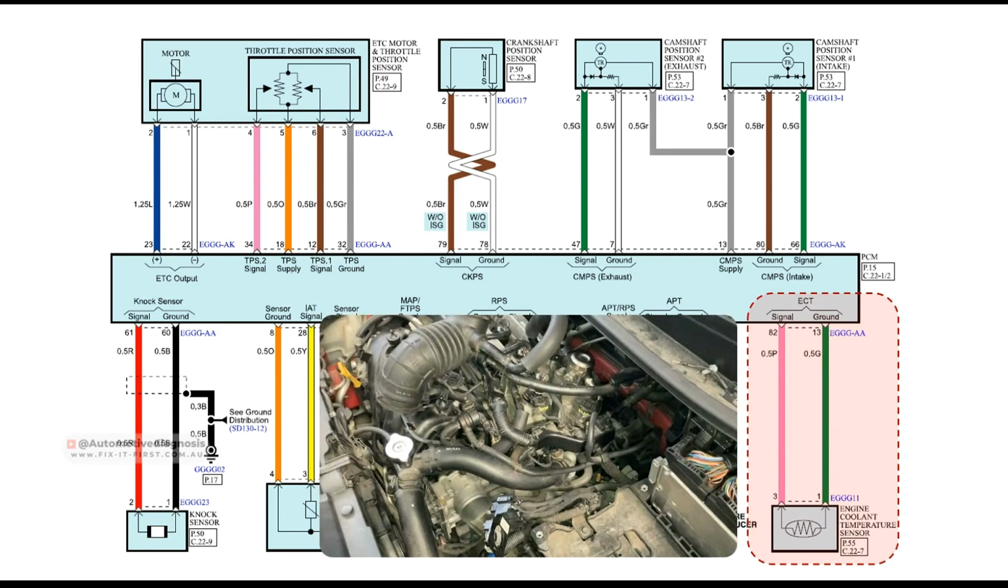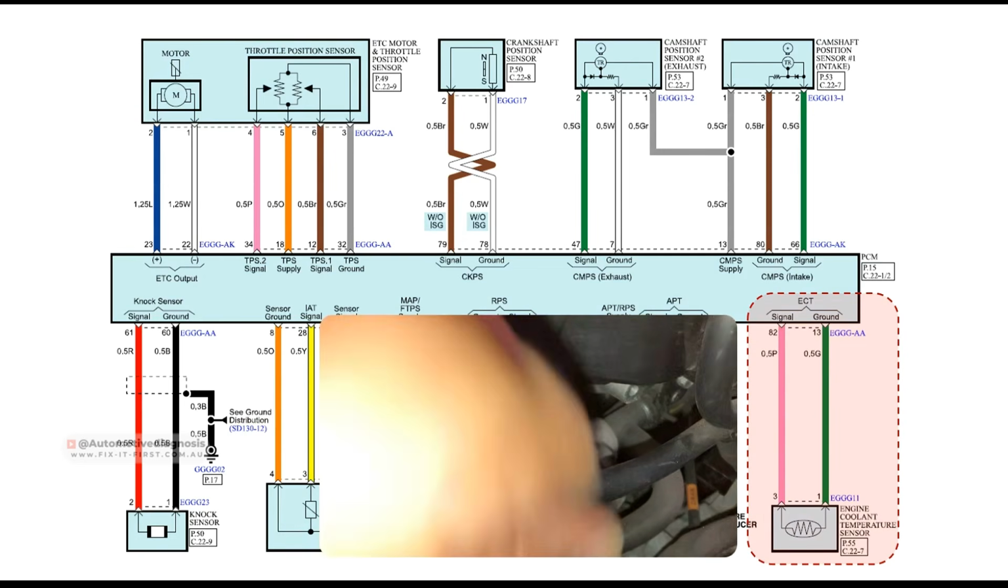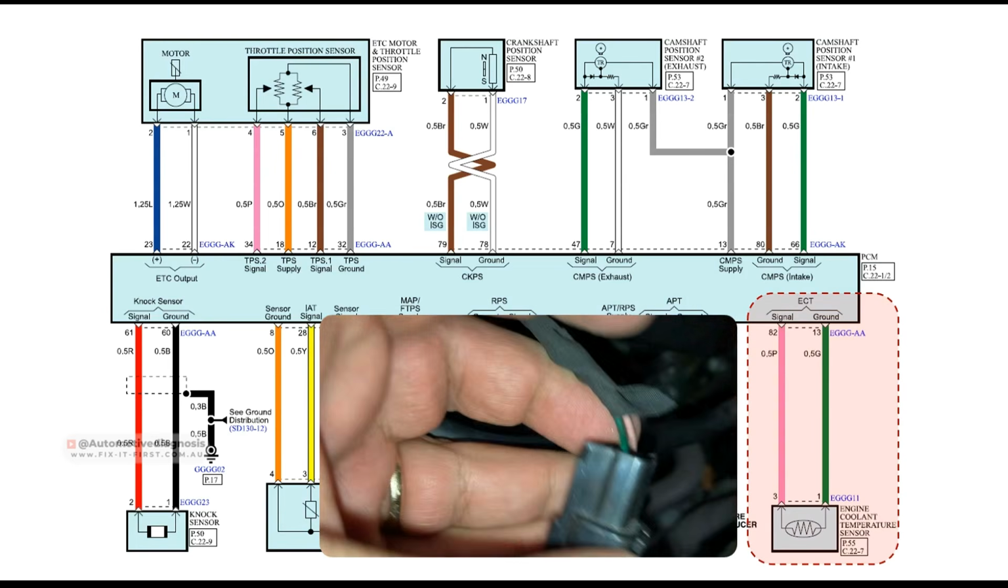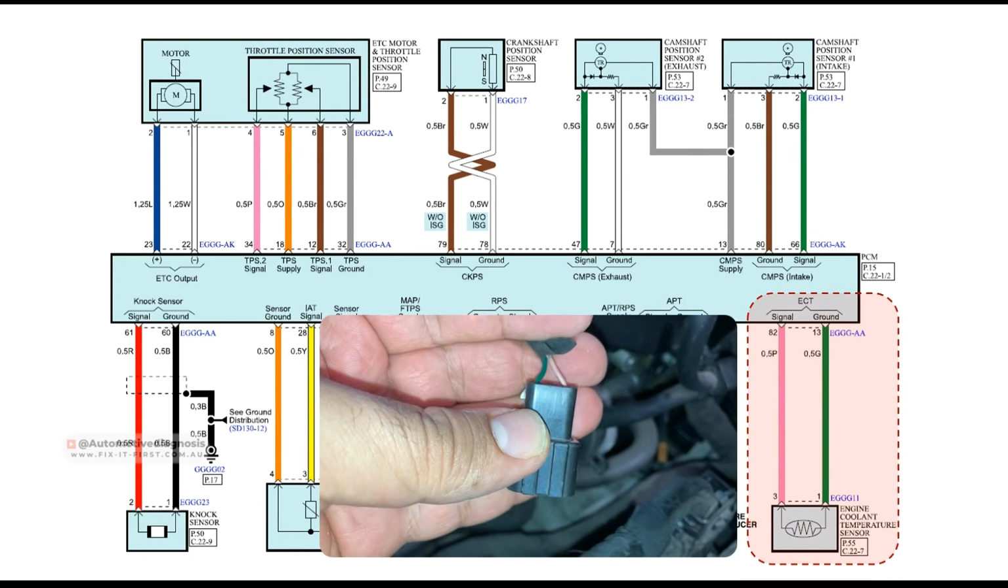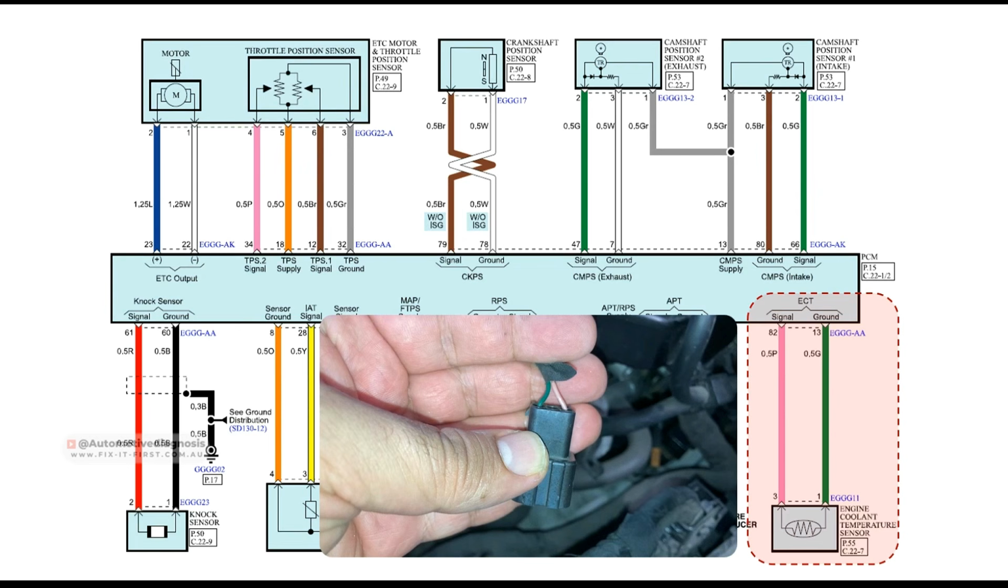This sensor is located very close to the thermostat housing. You see the sensor down there, and here's the sensor connector, which is already disconnected. So you see 2 wires on the sensor, the pink one and the green one. Green is the sensor ground and pink one is the sensor output signal.